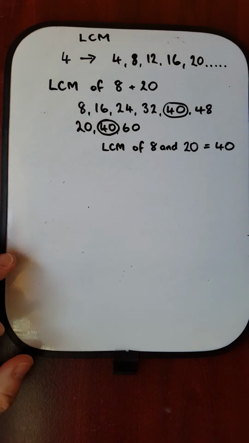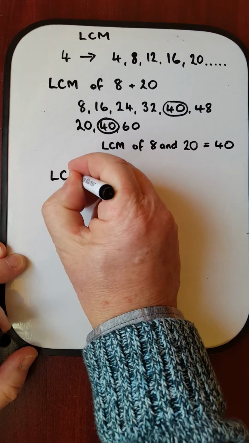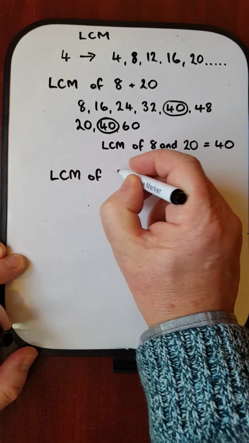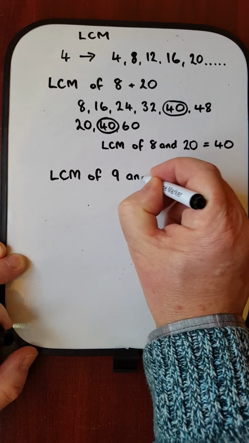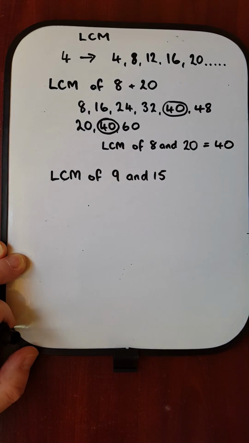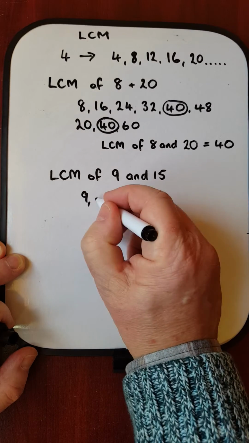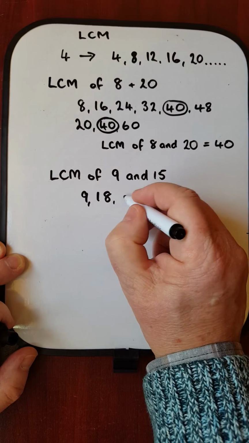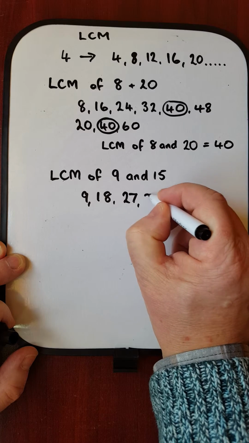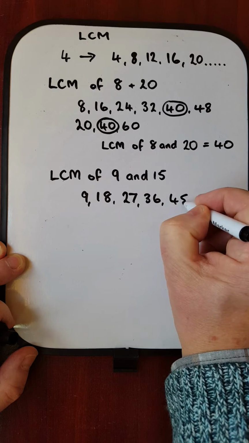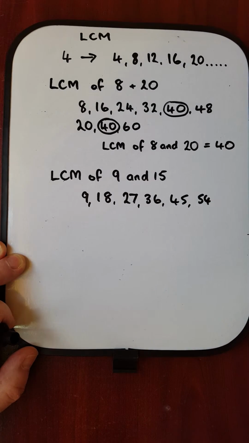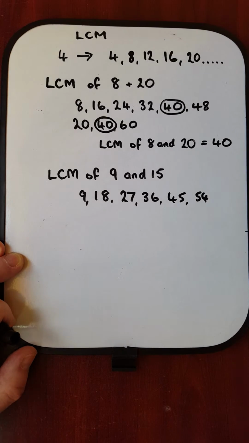Let's do one more just to double check it. Let's do the lowest common multiple of, let's have 9 and 15. So you know what to do here now, don't you? Start writing out your 9 times table. 9, 18, 27, 36, 45, 54. Stop there unless we need to go any further.